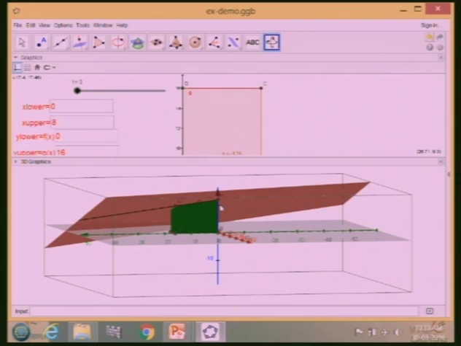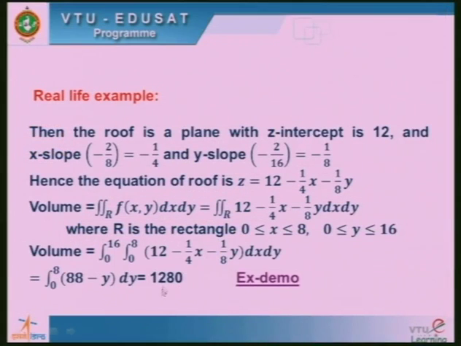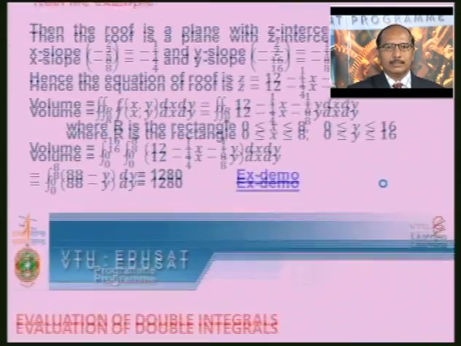On the Z axis, this is the height 12, and it is slanted towards the x axis and y axis. So, its volume is given as, if you integrate that, it gives 1280, the volume of the building. So, in this way we can solve any real life examples using double integrals.